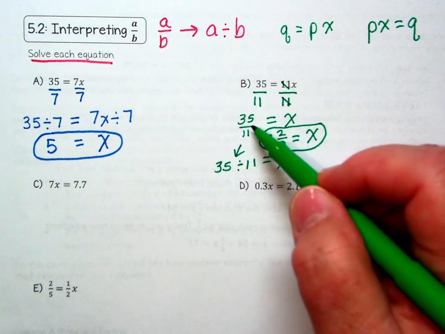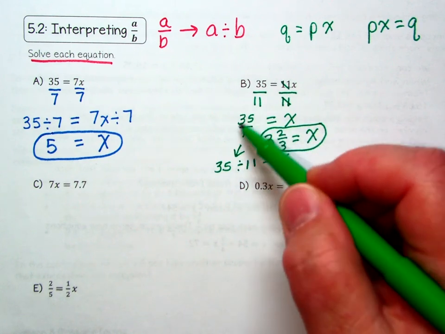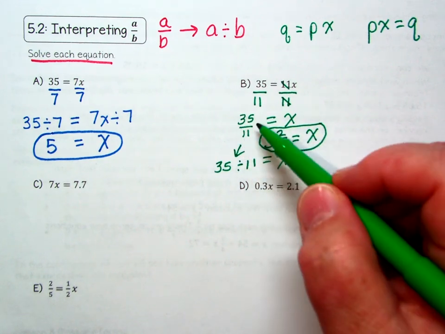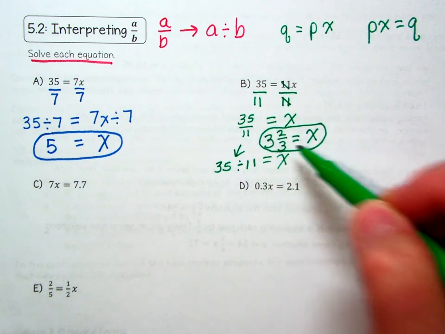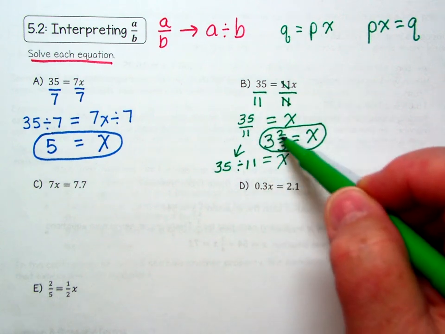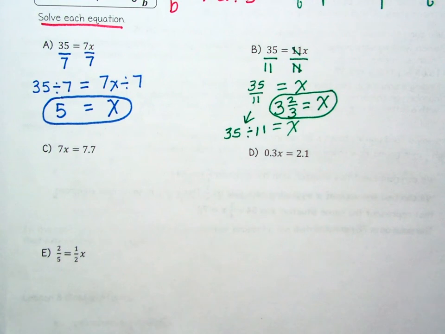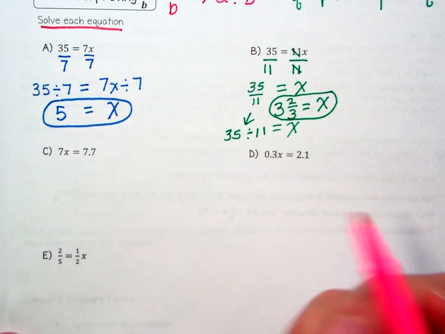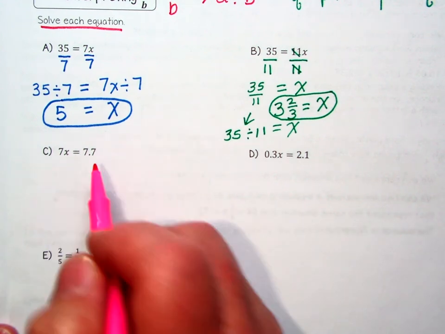I could leave it as x equals 35/11. We leave answers as improper fractions more and more as we go on further in math and into algebra. But for now, we can convert that to a mixed number. All right, let's move on to C. So C, again, has that same structure. This time it's just involving decimals. Don't let that throw you. I have 7x equals 7 7/10, or 7.7.